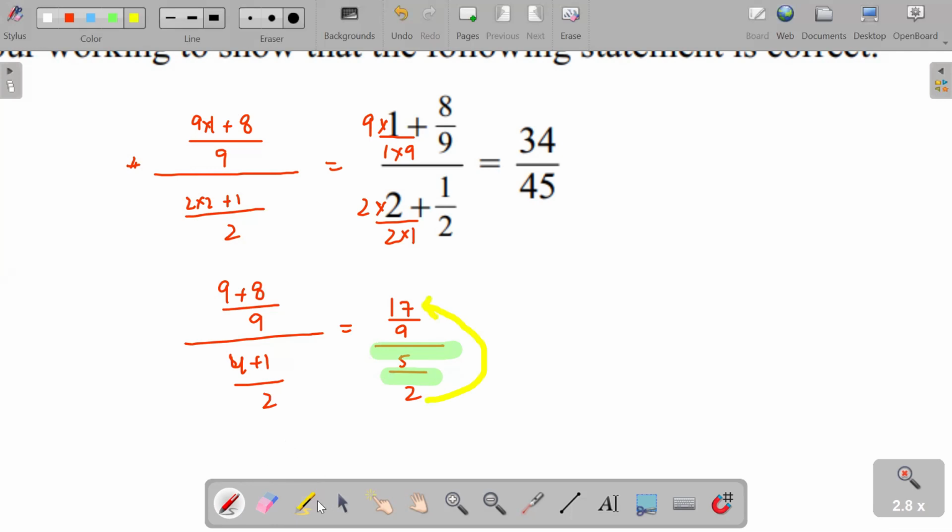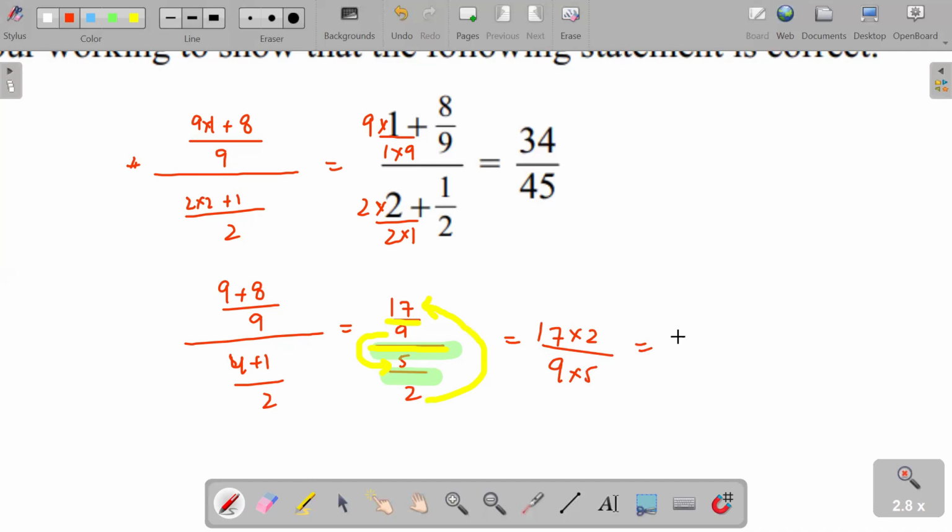Same way, fraction over fraction. Like this fraction over this fraction is inverted again, and this 9 will be multiplying with this 5. Okay, so my final answer will be written as 17 times 2 over 9 times 5. That is the rule of mathematics. Fraction over fraction is always inverted.